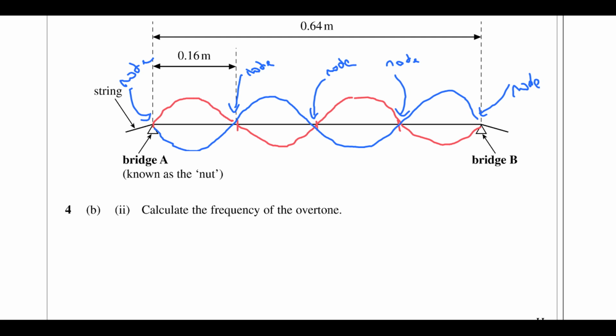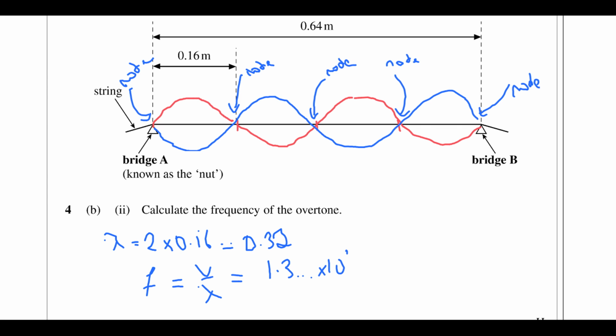Calculate the frequency of this overtone. So the wavelength is 2 times 0.16, which is 0.32. The speed is going to be exactly the same. So frequency is speed divided by the wavelength. So it was 1.3 and so on times 10 to the 2 divided by 0.32, giving us a frequency of 4.3 times 10 to the 2 hertz when we round it to an appropriate number of significant figures.